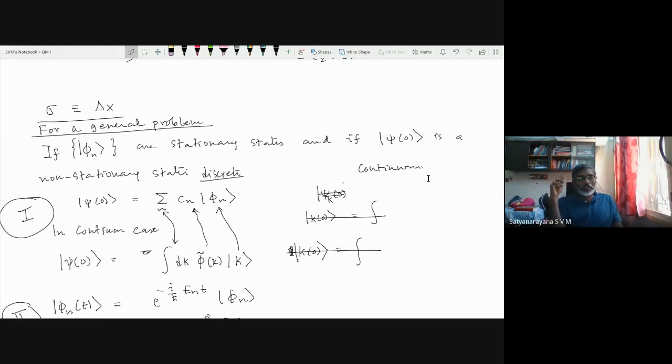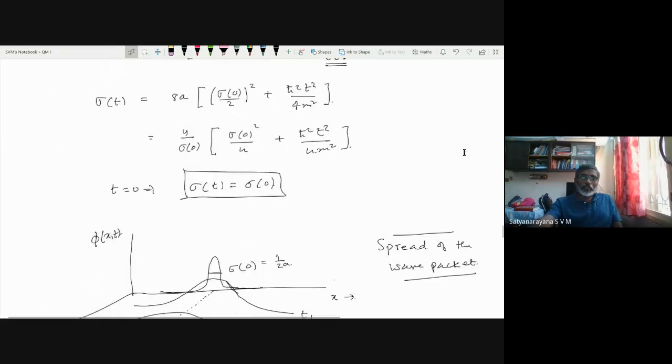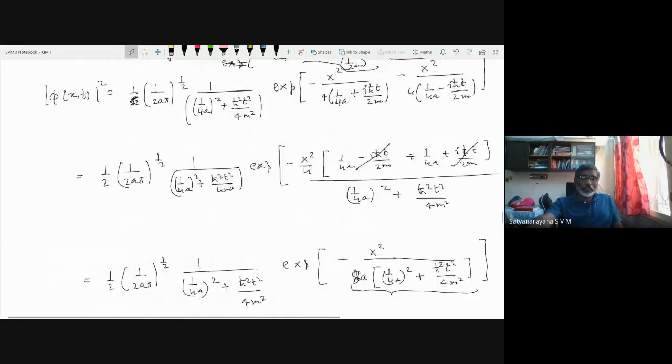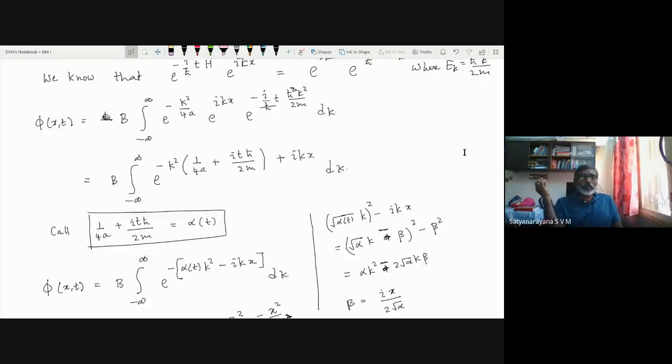In a Gaussian wave packet, in a Gaussian function, sigma is obtained as the full width at half maximum, right? That is the spread of your wave packet, or what you call the standard deviation in error analysis language. So these are all the same notation I'm using. So that is why I'm calling it sigma. I could have called it delta x also.